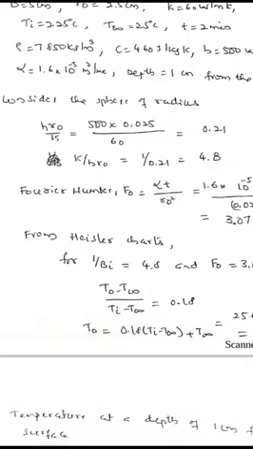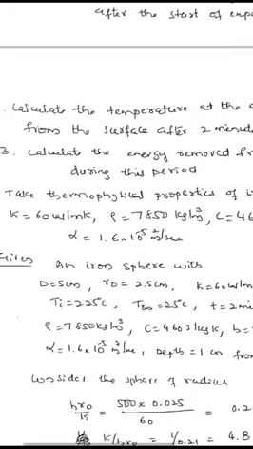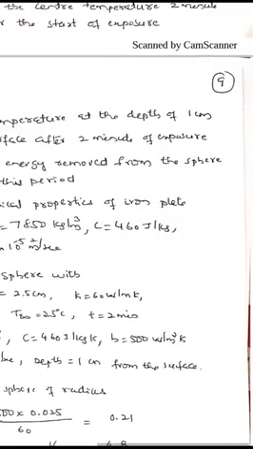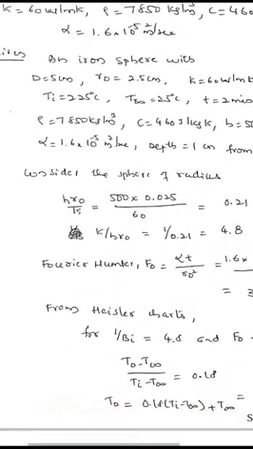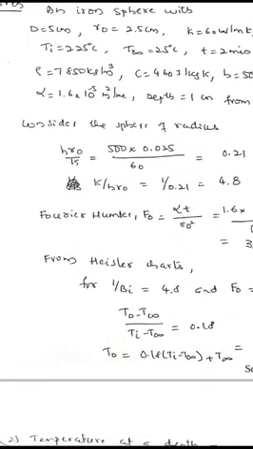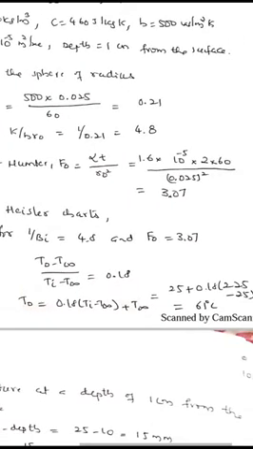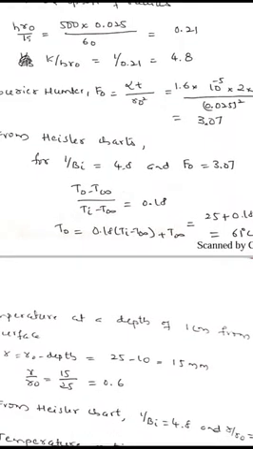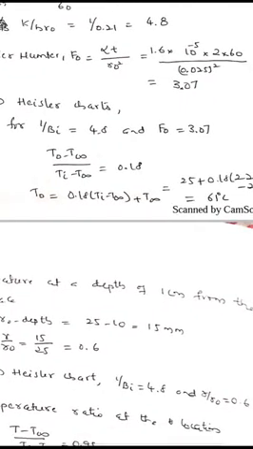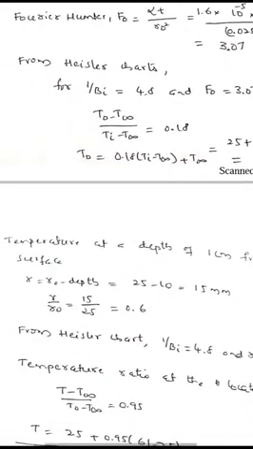So find out for the sphere. He is asking the temperature at a depth of 1 centimeter also. So directly we find out according to the graph: hR0 by k is found, then k by hR0, then Fourier number alpha t by R0 square. Then using the Heisler charts, find out the center line temperature ratio, that is T0 minus T infinity divided by Ti minus T infinity, equal to 0.18, which gives the center line temperature as 65 degrees centigrade.